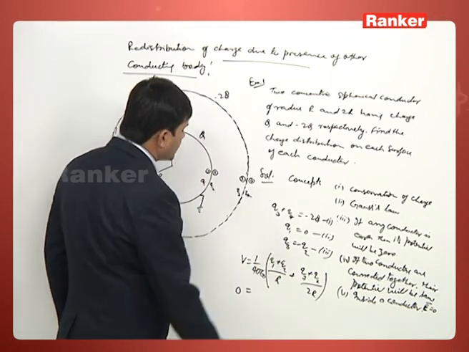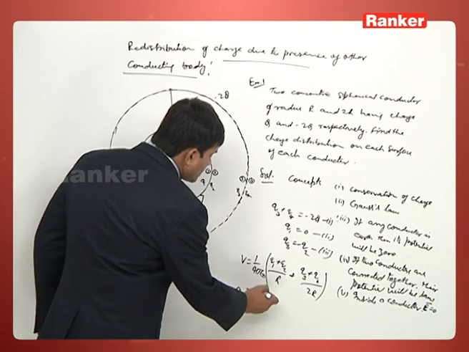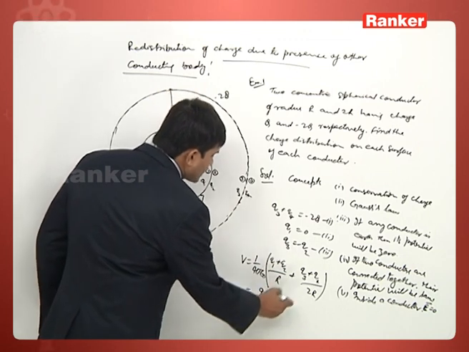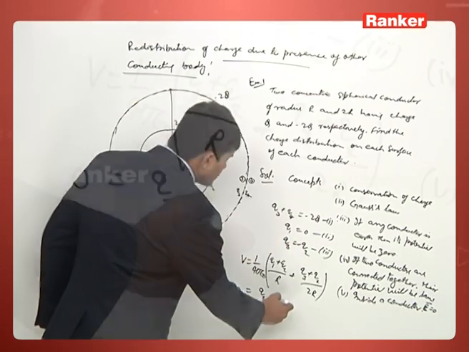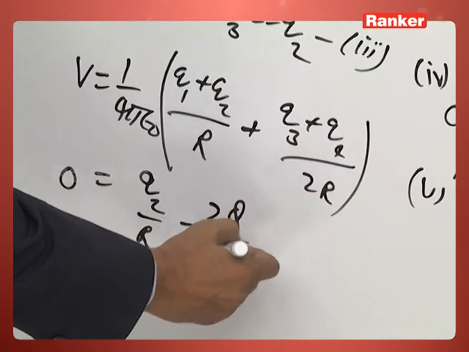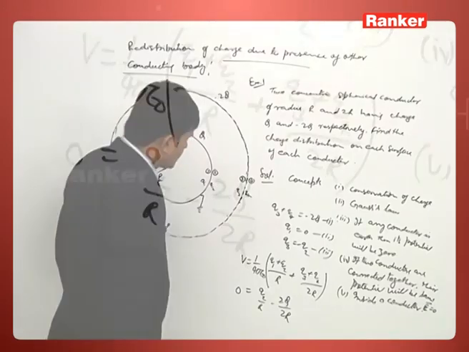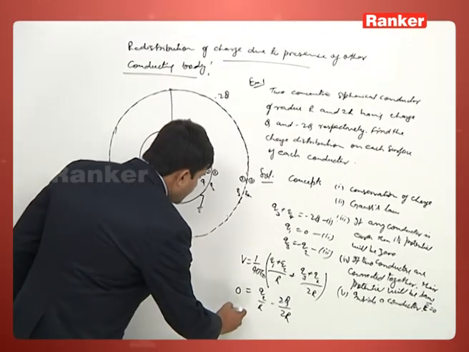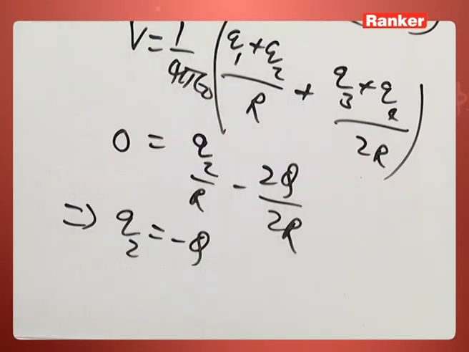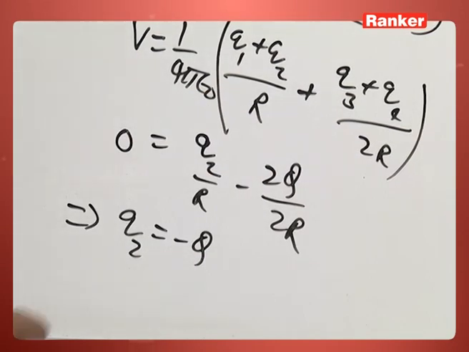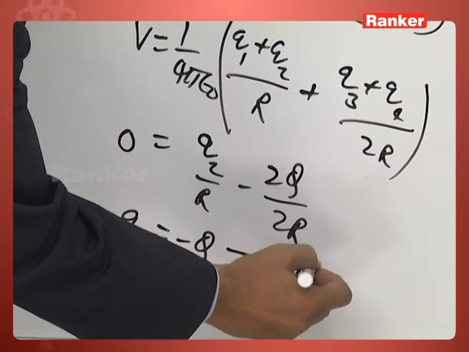Q1 we have already proved is 0. So Q2 by R, and this is Q3 plus Q4, Q3 plus Q4 minus 2Q, so minus 2Q by 2R. So we can conclude here that the Q2 value is minus Q. So finally this is your fourth equation.